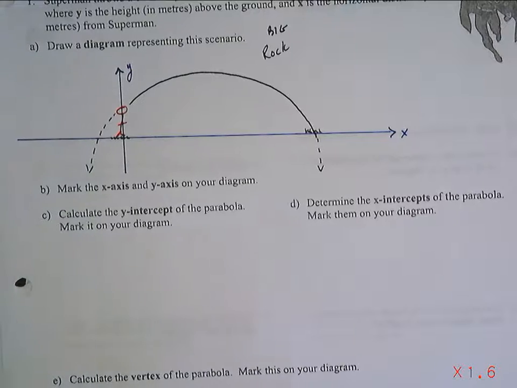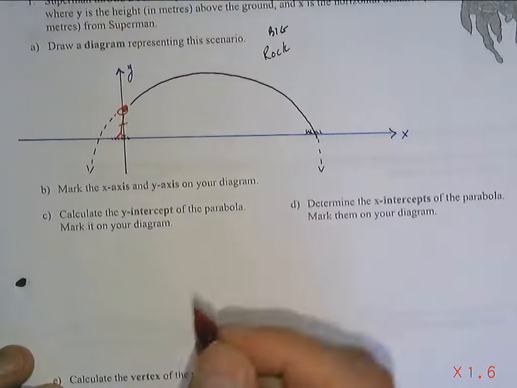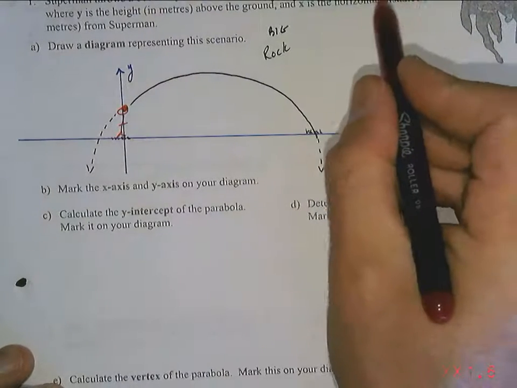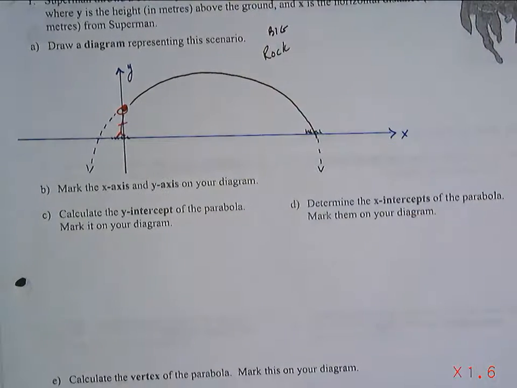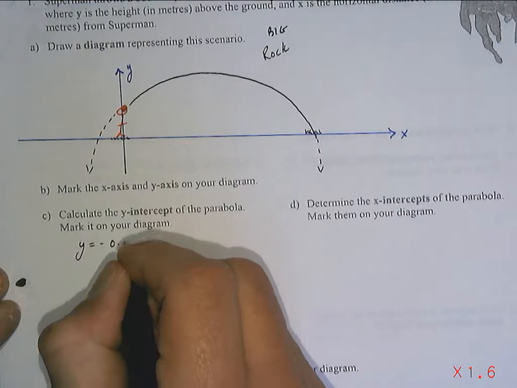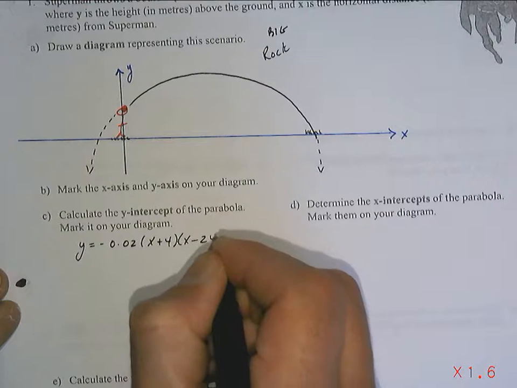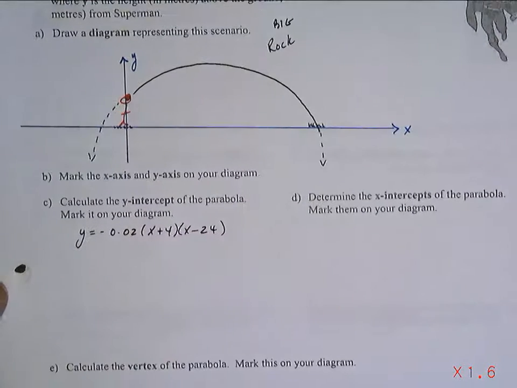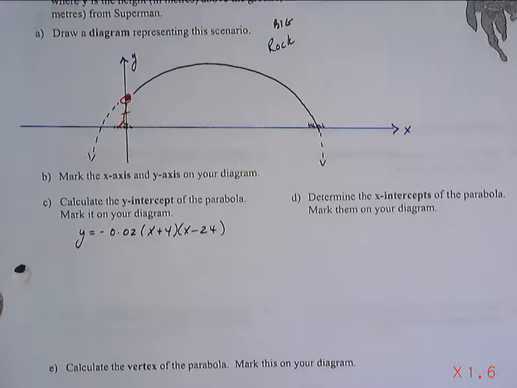Calculate the y-intercept of the parabola and mark it on your diagram. Well, that's going to be wherever I threw the rock from. Looking at this, calculate the y-intercept. You have a number of ways to do this. I think that's what you have to realize, is that you have choices now. You could expand this into standard form and read the c value. But what a waste of time. That would take a lot of work.